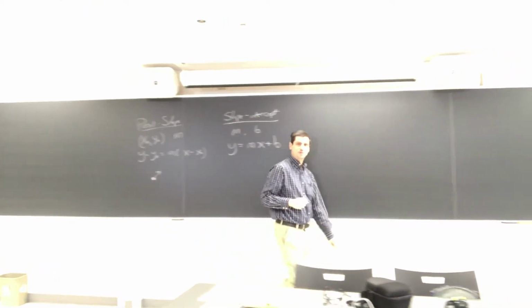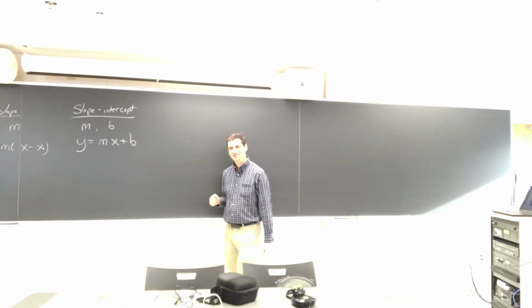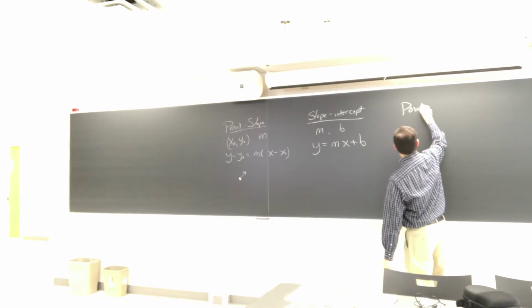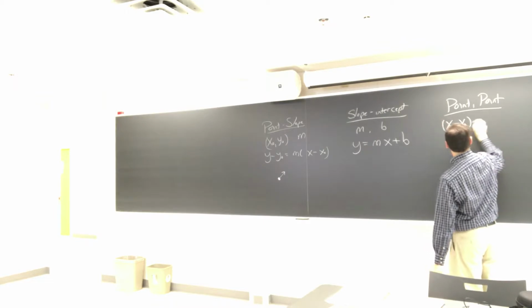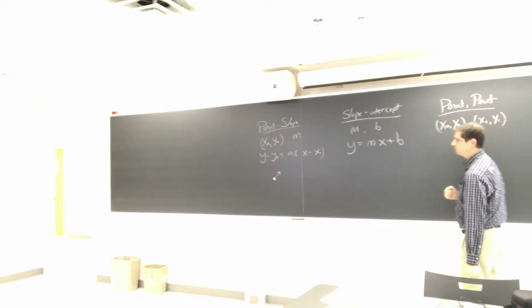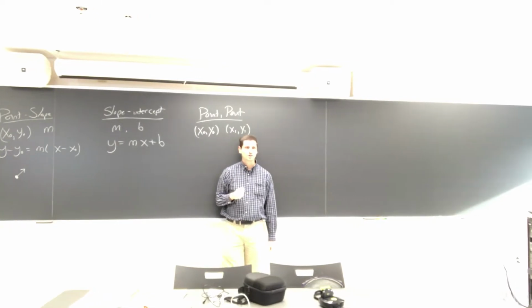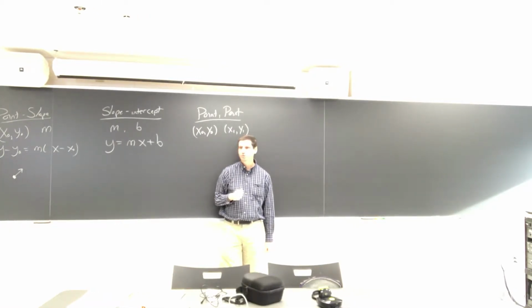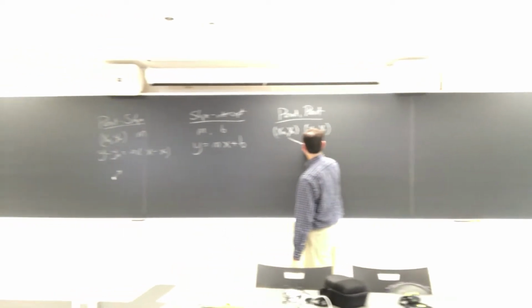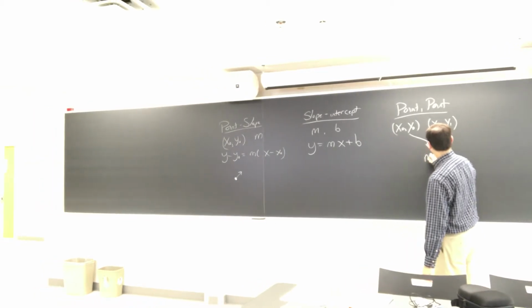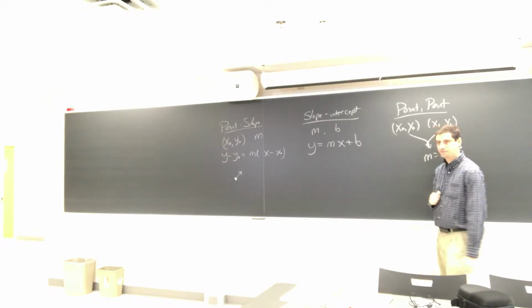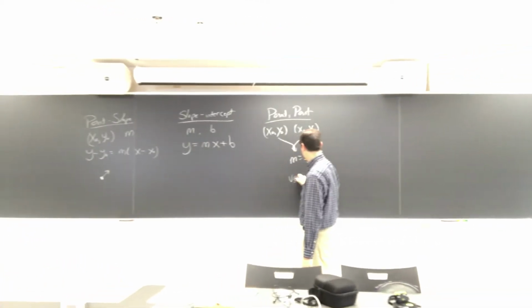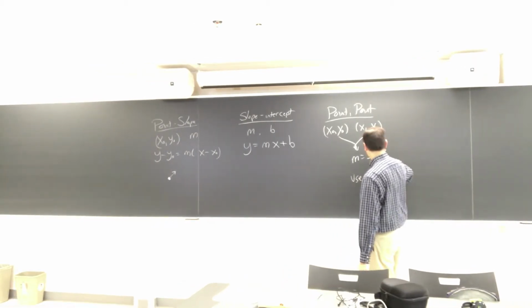All right, there's one last one. Does anybody remember the last one? Yes? Point, point. Excellent. So I have a point x naught, y naught, and I have another point x1, y1. I never remember what the formula is for point, point directly. If I'm given point, point, what do you think I should do? Find the slope. Yeah, find the slope. These two immediately give us the slope is y1 minus y naught over x1 minus x naught. And now that I have that, now I can use point slope.